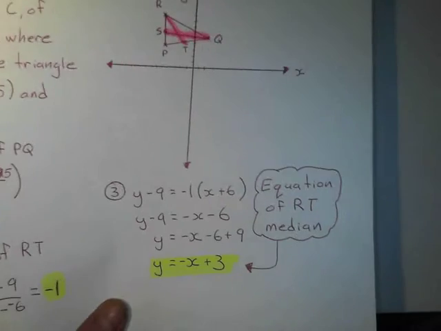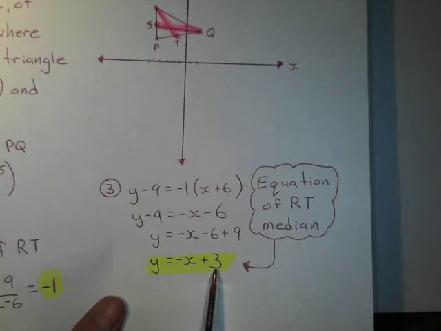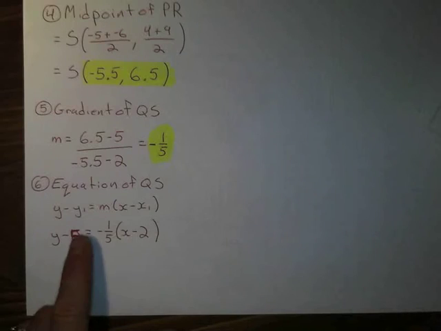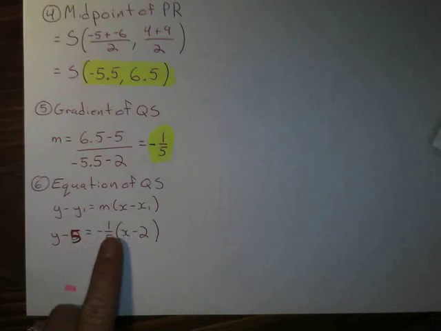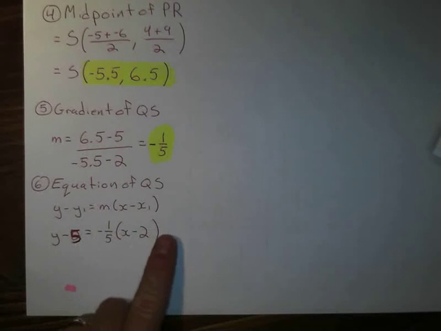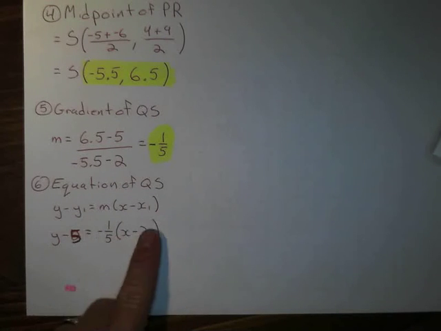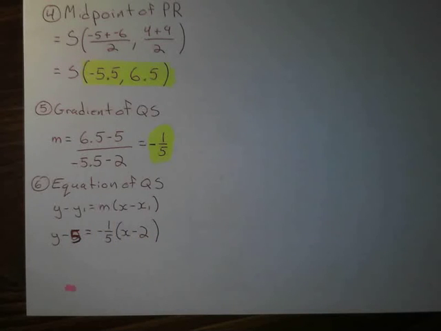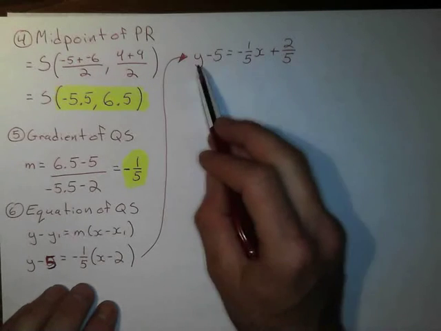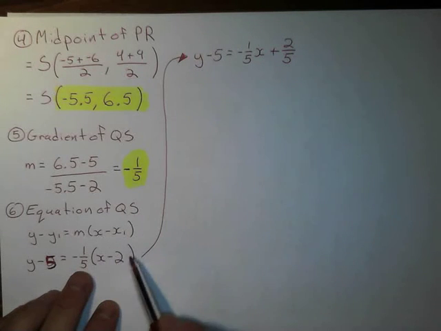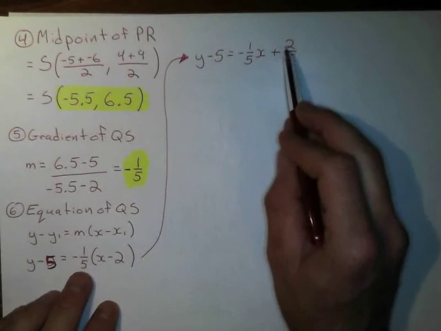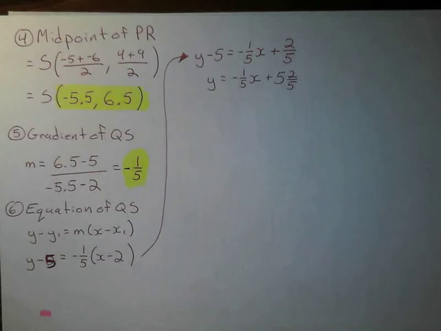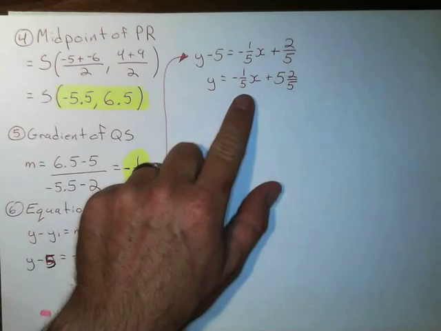Now here comes the fun part. I've got two equations for the medians. The equation of one median is this one right here, and the equation of the other median is this one right here. Now, the key is this: the point of intersection of those two lines is the solution of these two simultaneous equations, and that is the centroid.